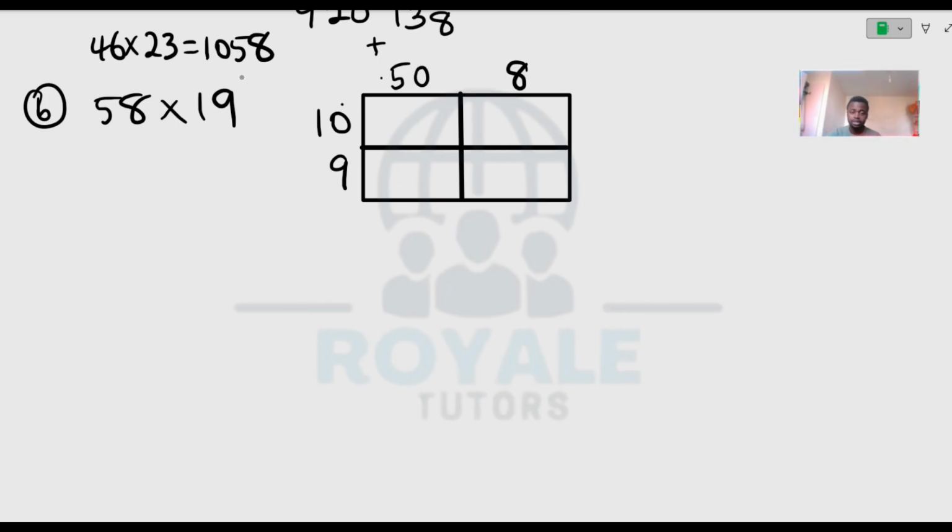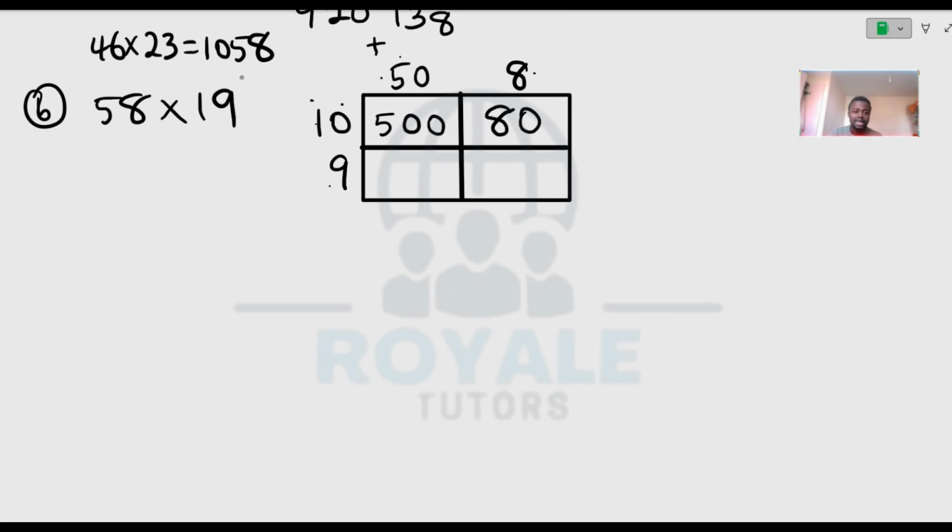So what you do now is to do the multiplication. 10 times 50. So what we do is you do 1 times 5, which is 5. And you put two zeros at the back because we have two zeros here. Then 10 times 8 as well. You do 1 times 8, that is 8. Then you put 1 zero at the back because we have just 1 zero.